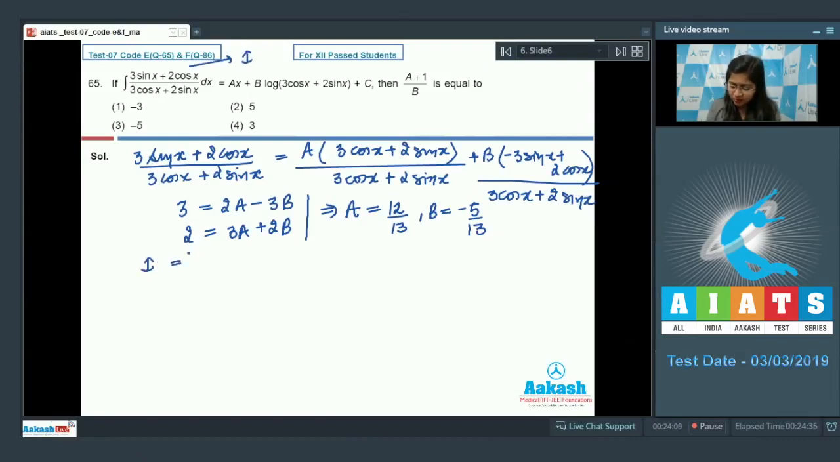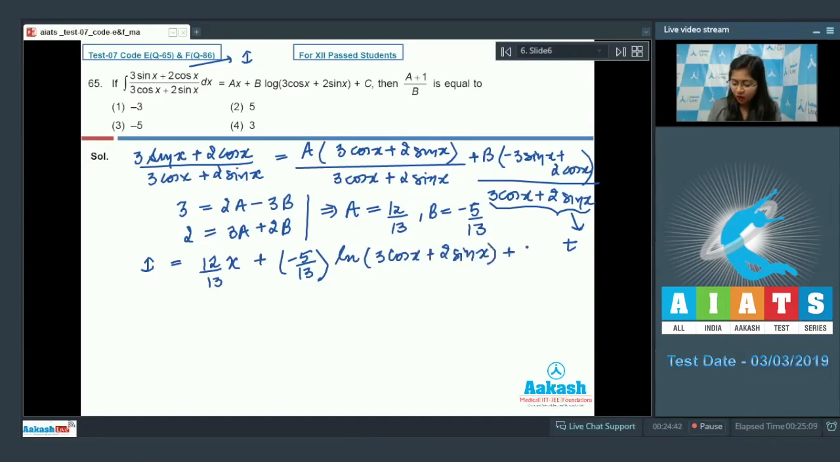We will get I is equal to 12 by 13 into the integral of 1 dx, that will be x, plus b, that is minus 5 by 13 into the integral of, let us say this is t. So in the numerator we have dt, hence its integral will be ln of t. That is ln of (3 cos x plus 2 sin x) plus constant. Now comparing this with the equation given in the question, we will find that a is equal to 12 upon 13 and b is equal to minus 5 upon 13.